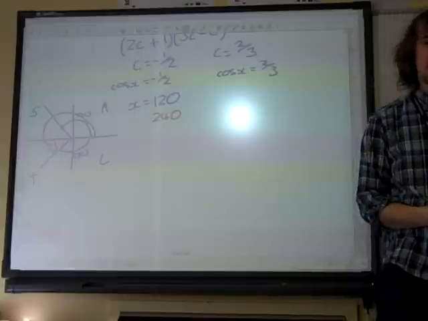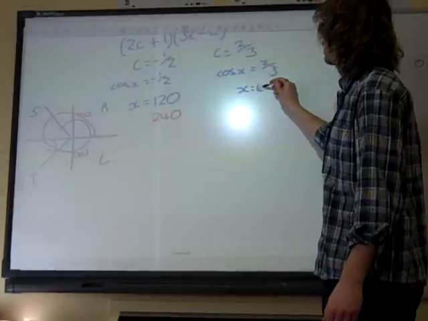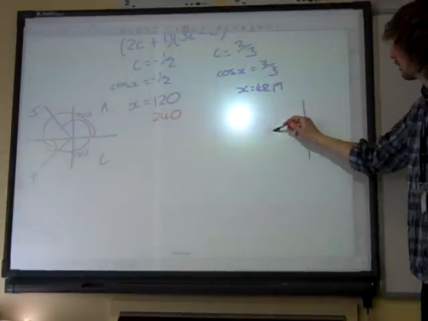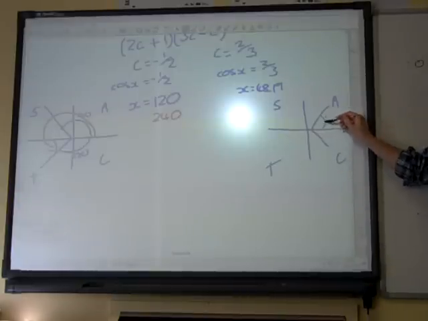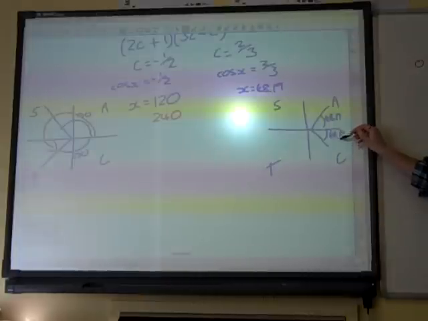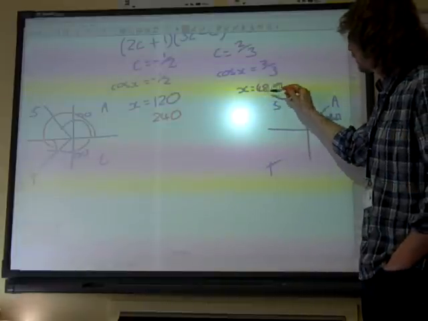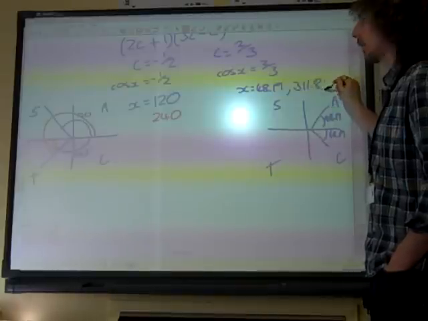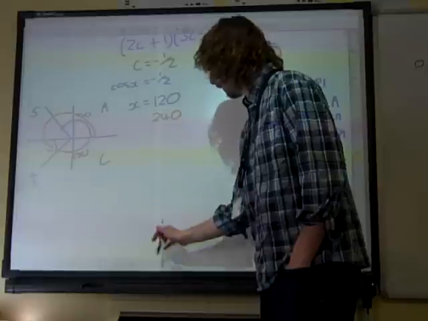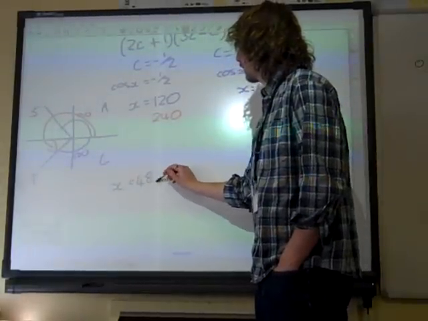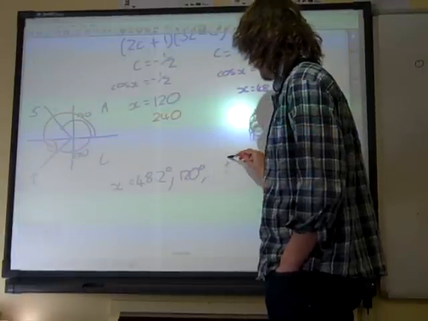That's the second value. If you take 2/3 and do inverse cos of that, you get 48.19, I think. This time cos was positive, so on the CAS diagram we're going to mark it in those two quadrants, the positive cos ones, 48.19 there, 48.19 there, and that's going to give us 360 take that, is 311.81. There's our two values. And then I think a nice way to end this would be to write our answers in ascending order. x is 48.2 degrees, 120 degrees, 240 degrees.